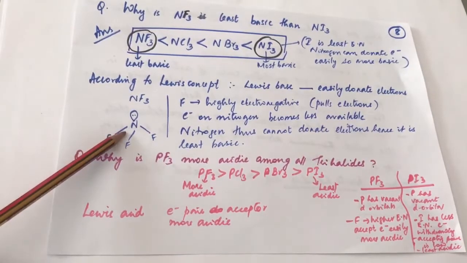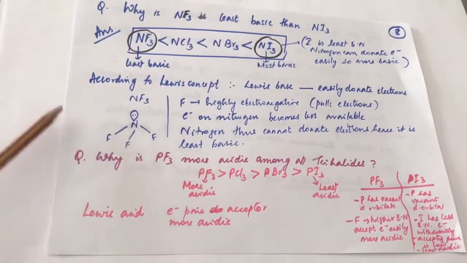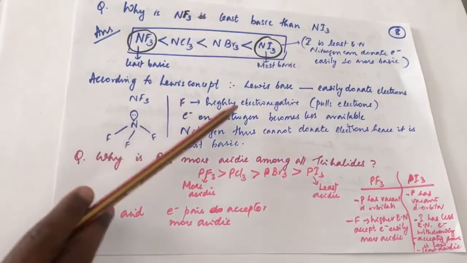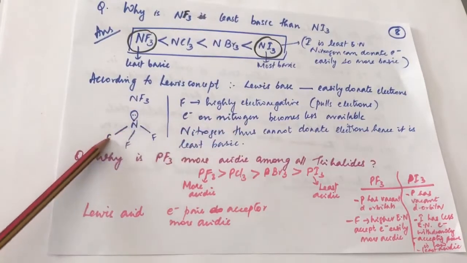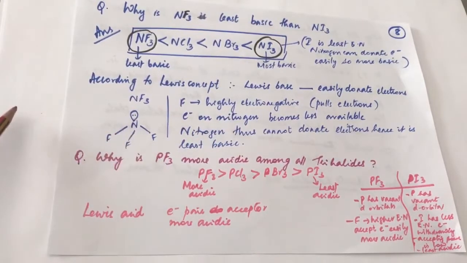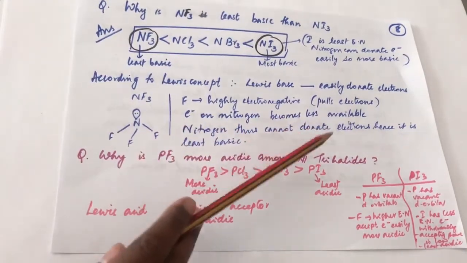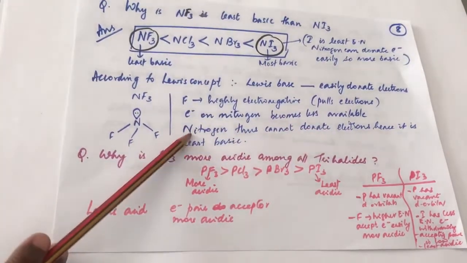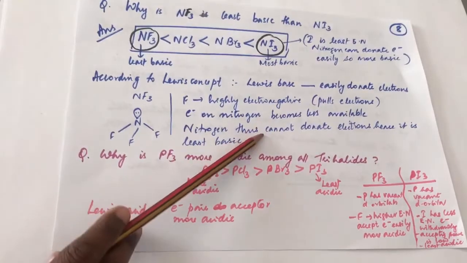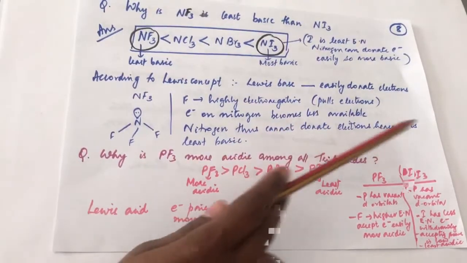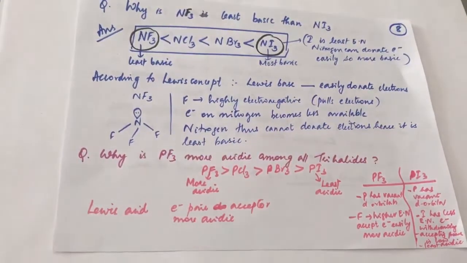Now consider this case where NF3 is there. I have drawn it here. Now F is highly electronegative and it pulls the electrons to itself. I hope you understood. Now the electrons on the nitrogen become less available, and as a result the nitrogen cannot donate electrons, hence it is least basic.